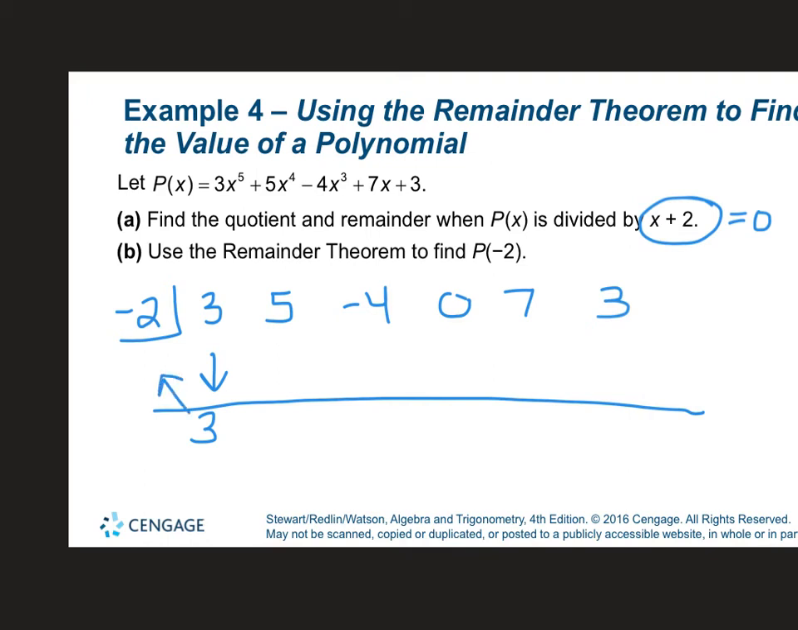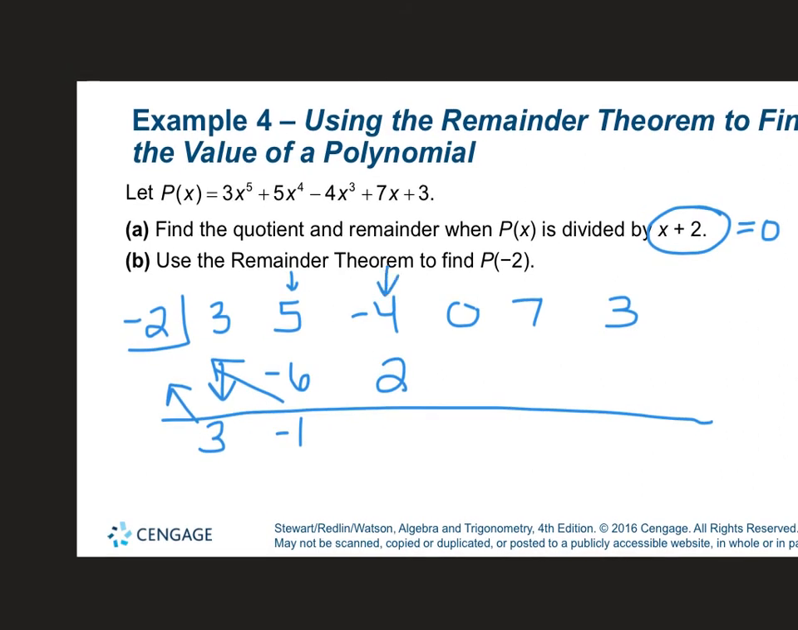Multiply to the corner. 3 times negative 2 is negative 6, and then you're going to add down. So 5 and negative 6 is negative 1, right? Negative 1 times negative 2 gives you 2. Add down. Negative 4 and 2 is negative 2. To the corner, negative 2 times negative 2 is 4. Add down, you get 4. Go to the corner. 4 times negative 2 is negative 8. Add down, negative 1. Negative 1 times negative 2 is 2. Add down, you get 5.